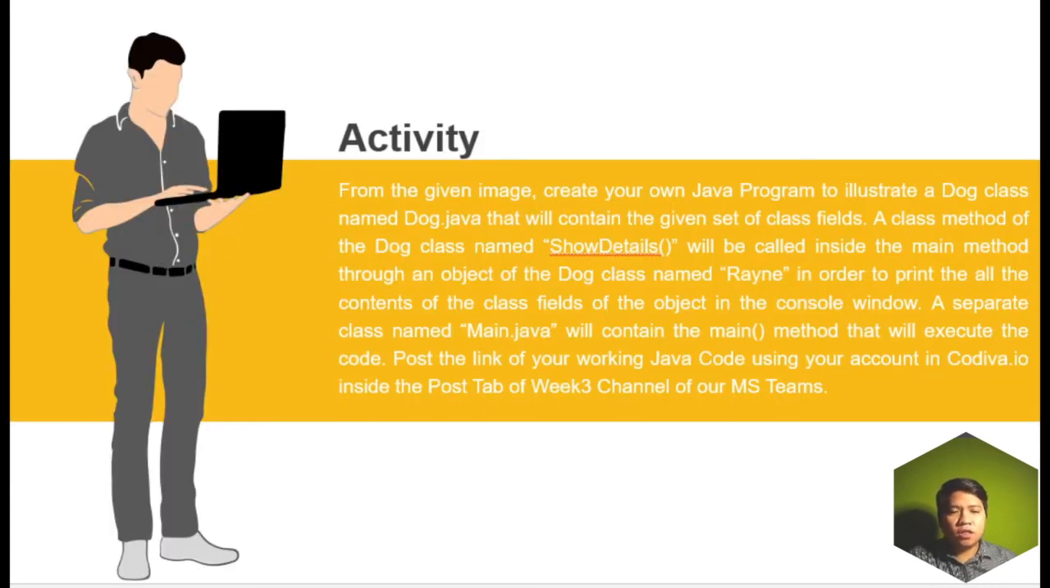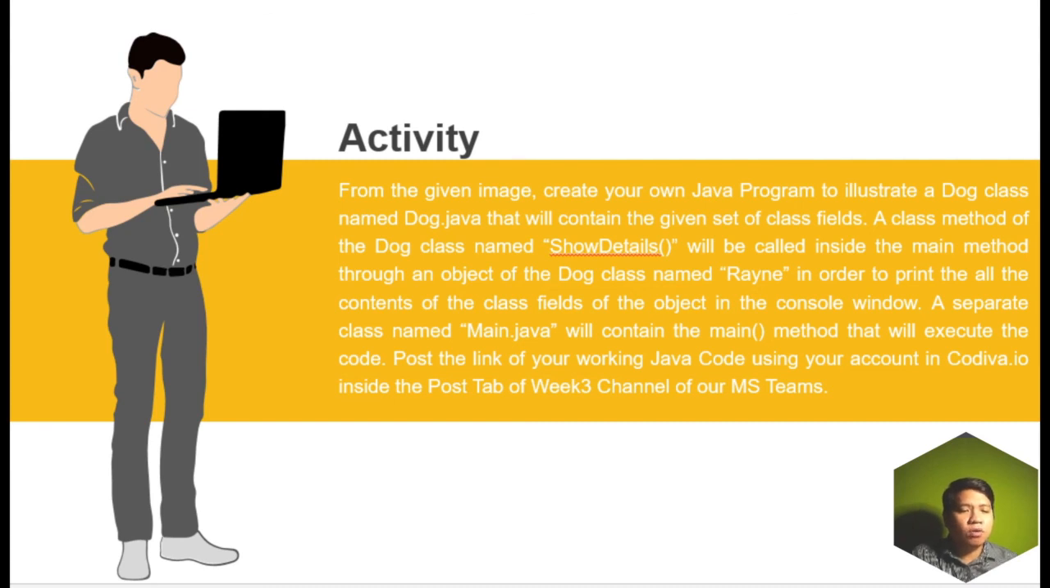For this lesson's activity, from the given image, create your own Java program to illustrate a dog class named dog.java that will contain the given set of class fields. A class method of the dog class named showDetails will be called inside the main method through an object of the dog class named rain in order to print all the contents of the class fields of the object in the console window. A separate class named main.java will contain the main method that will execute the code.